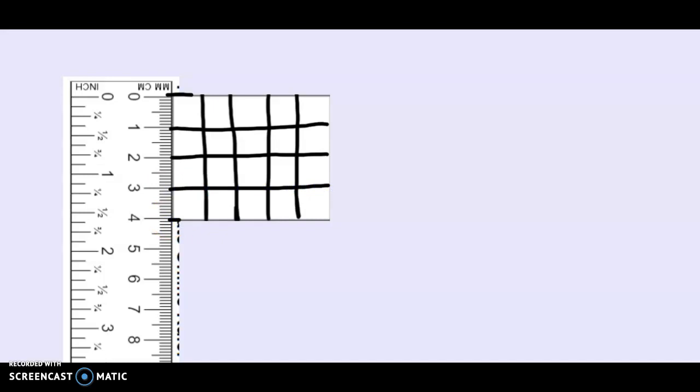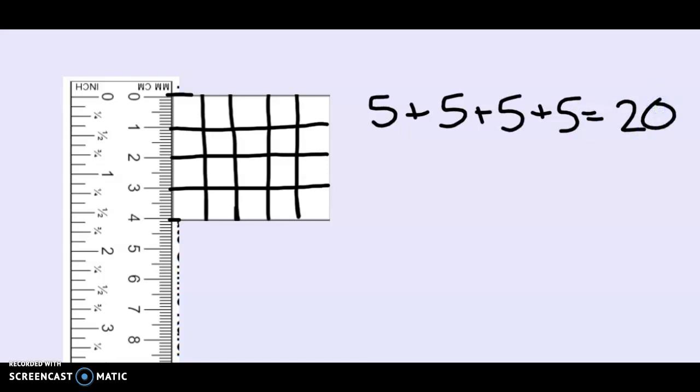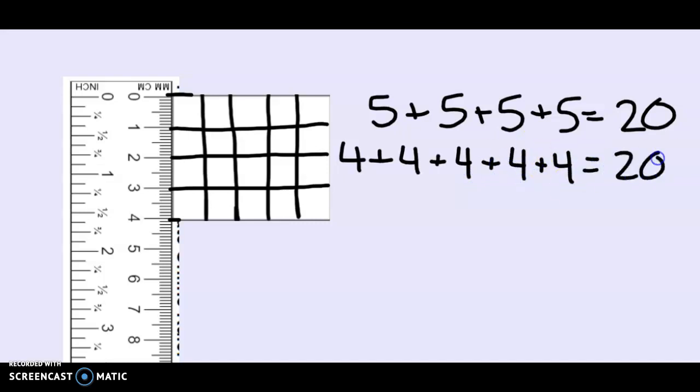Let's go ahead and make some equations. How many are in each row? 1, 2, 3, 4, 5. So we have 5 plus 5 plus 5 plus 5. How many does that equal? Let's see, 5, 10, 15, 20. And then we have 4 plus 4 plus 4 plus 4 plus 4, and that also gives us 20.